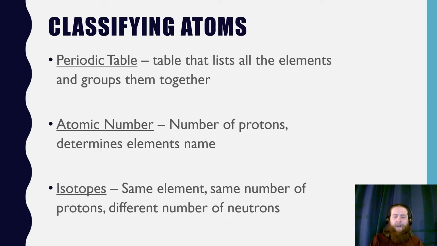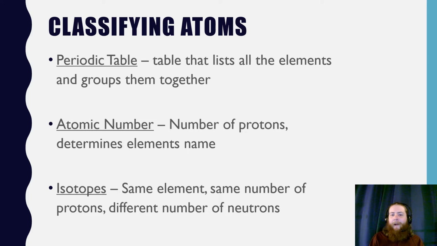The periodic table is a big table that lists all the elements and groups them together based on their periodicity, which is the repeating group of factors and functions that these elements have. The atomic number is the number of protons. It determines your element's name. Carbon has 6 protons. Boron has 5 protons. Beryllium has 4 protons.